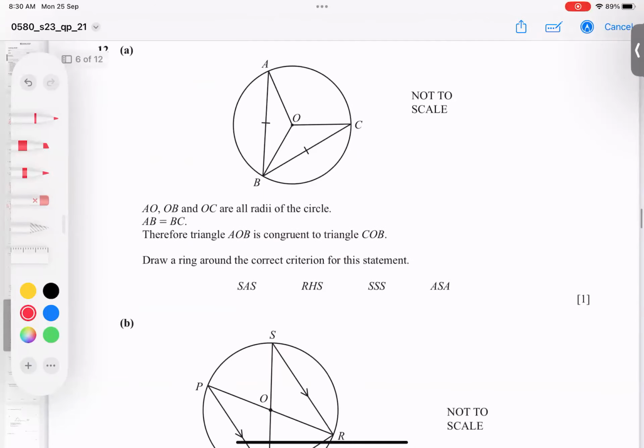Question number 12. He's asking here, if you look carefully, radii, which means more than one radius, and AB and BC are equal to each other. This distance and this distance are equal. Secondly, students, you know if this is a radius, this is a radius, this is a radius, all three lengths are equal. I put double cuts, meaning all these lengths are equal to each other.